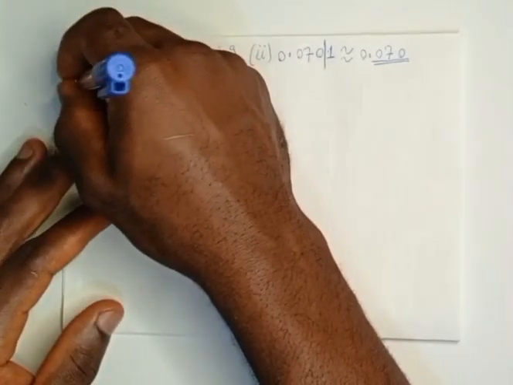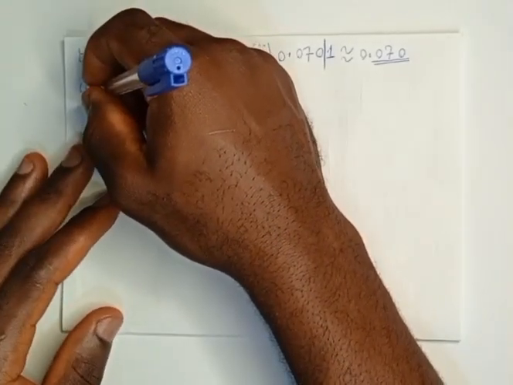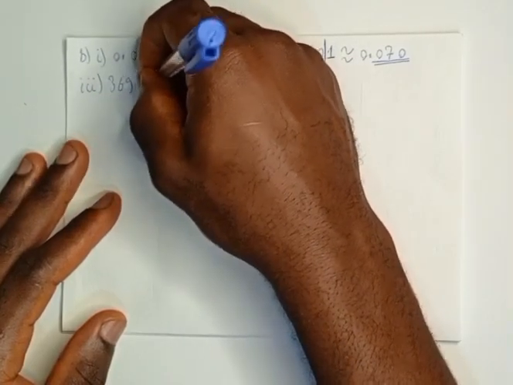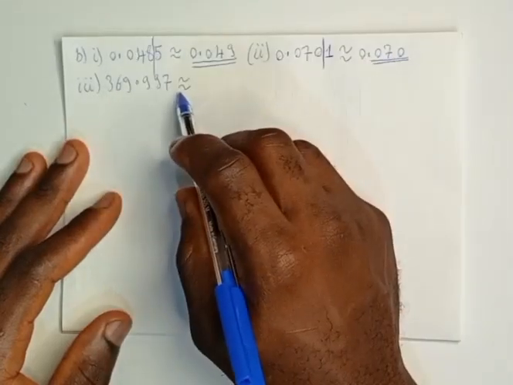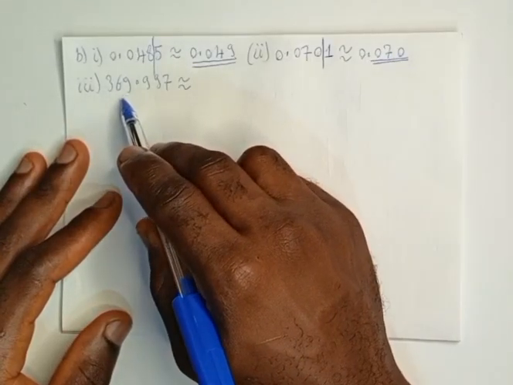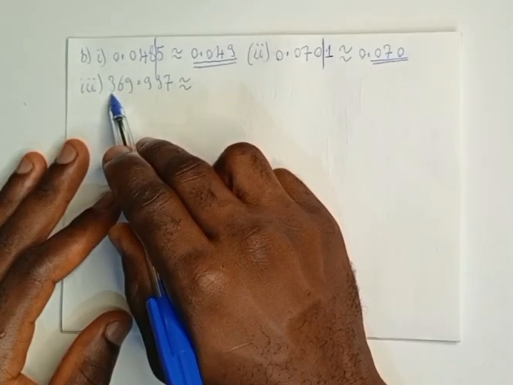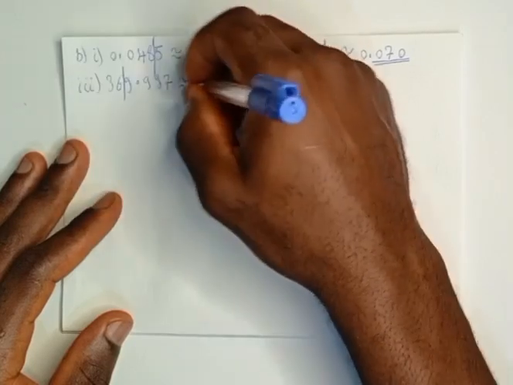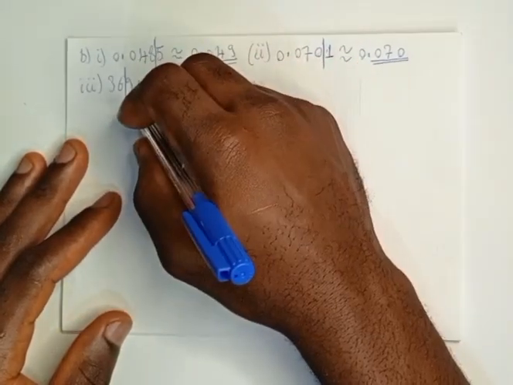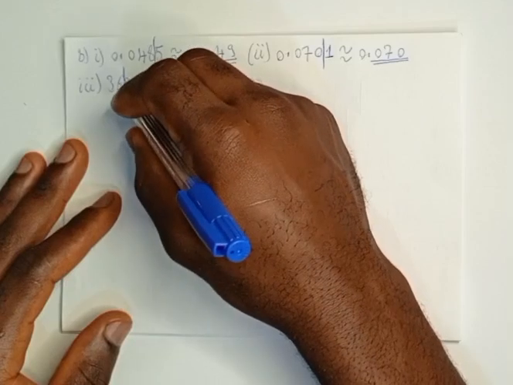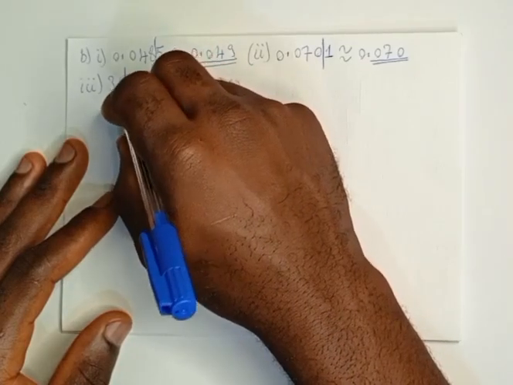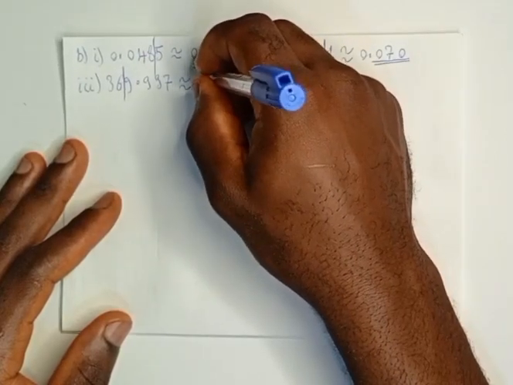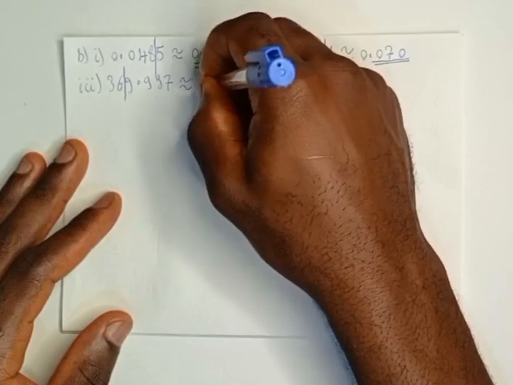We go to 3i. For 3i, we have the number 369.997 to two significant figures. We count. This is the first significant figure. This is the second. This is the third. We have to round off at this level. 9 is greater than or equal to 5. It is rounded up to 1. We add the 1 to this 6. It gives us 7. Then we replace 9 with 0. This will be approximately 370.